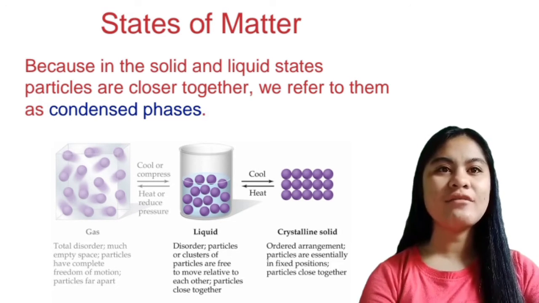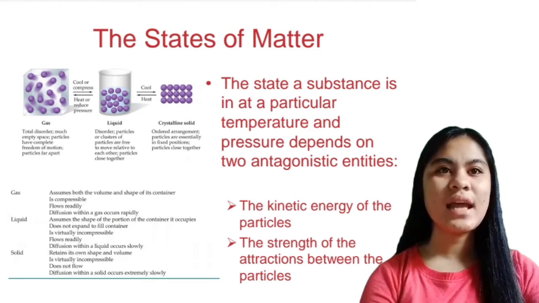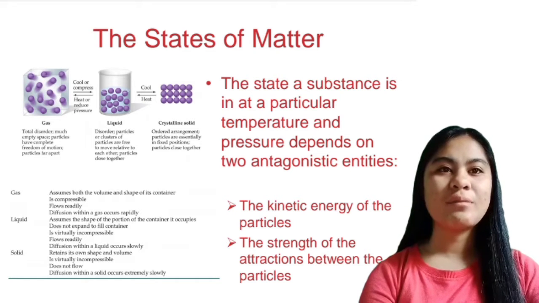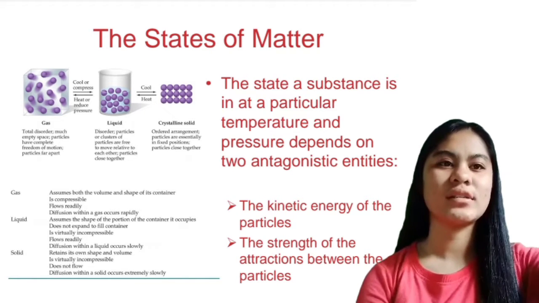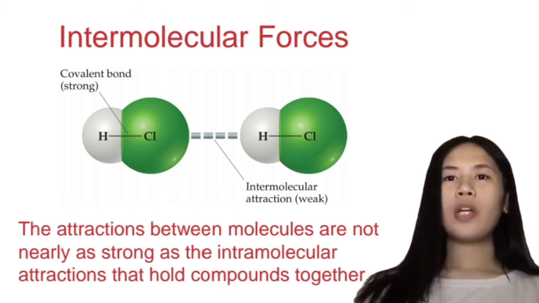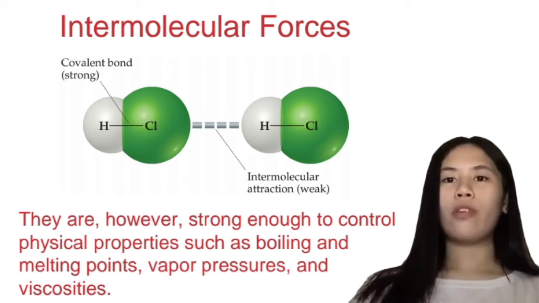These phases of matter are said to be condensed phases because the intermolecular forces are fairly strong compared to those in gases. The state a substance is in at a particular temperature and pressure depends on two antagonistic entities: the kinetic energy of the particles and the strength of the attractions. The intermolecular forces, the attractions between molecules, are not nearly as strong as the intramolecular attractions that hold compounds together. They are, however, strong enough to control physical properties such as boiling and melting points, vapor pressures, and viscosities.